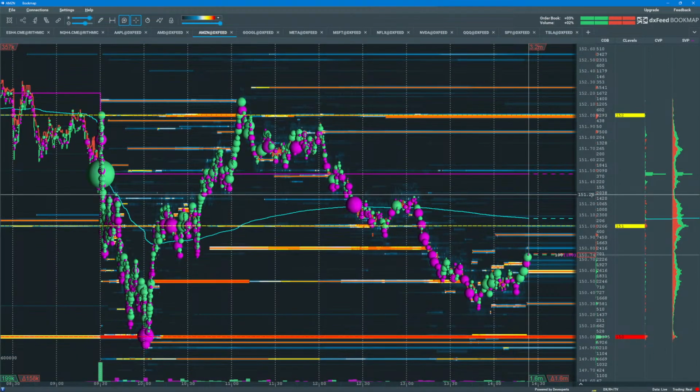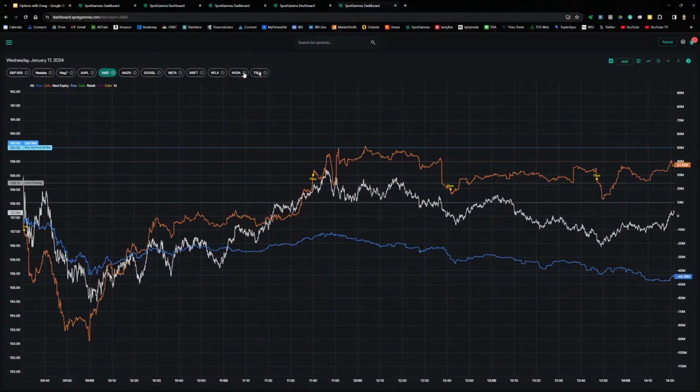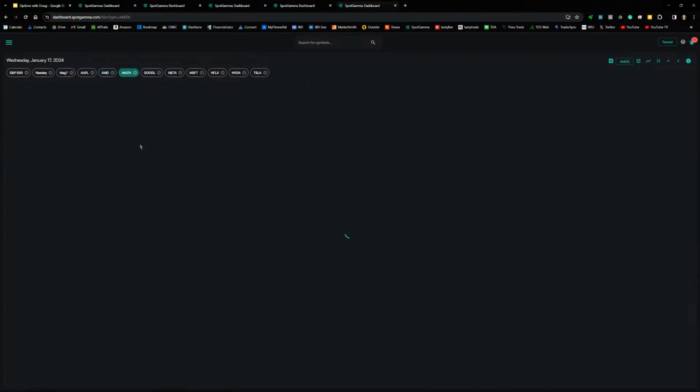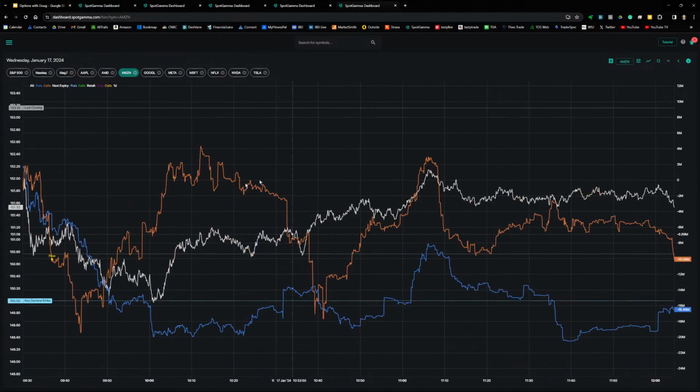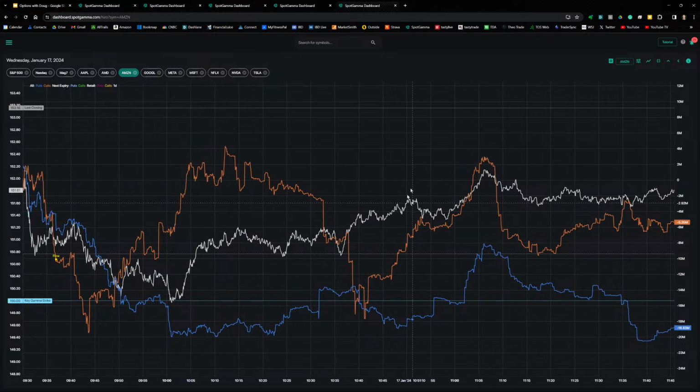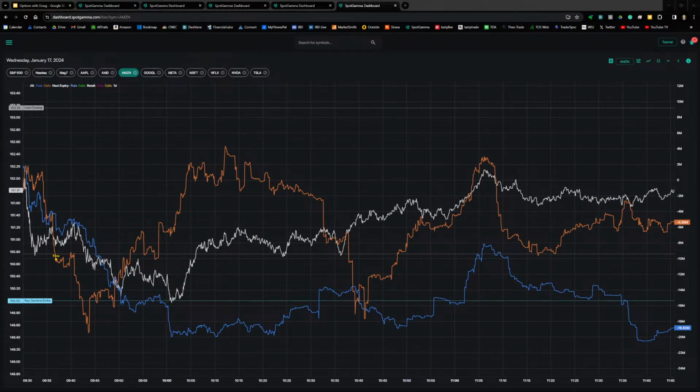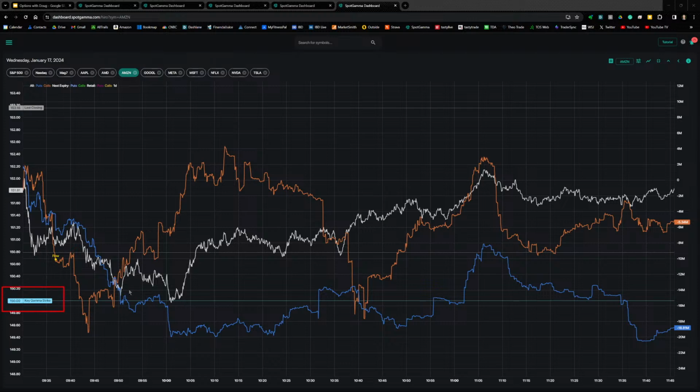Note for Amazon, 150 is the key gamma strike. Let's go to Hero. I'm going to zoom in on this just a bit. So there's the 150 key gamma strike. And note in this case, separating out puts and calls gives you a leading indicator here.